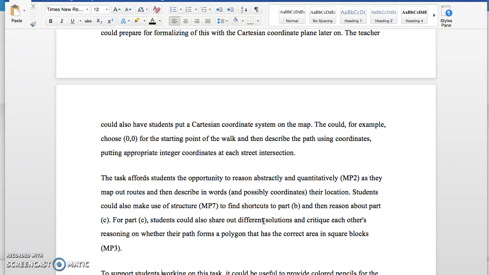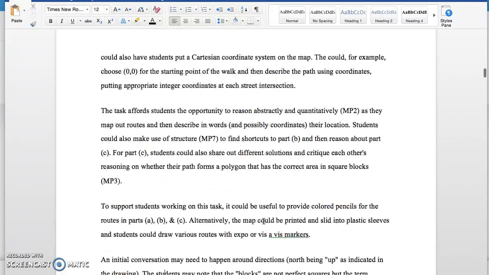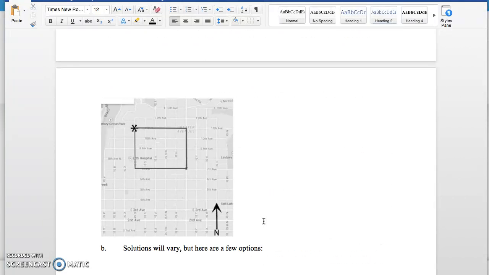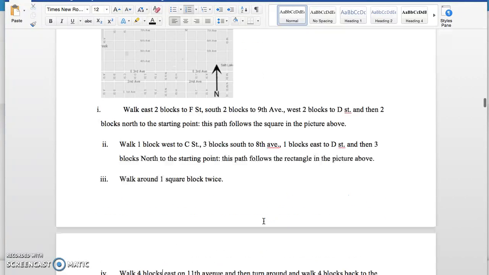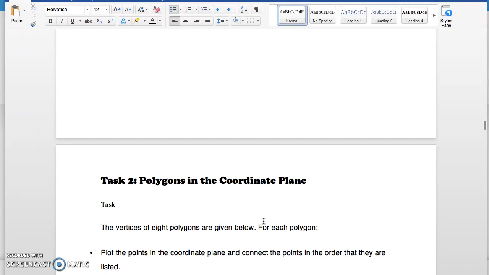So you have a common ground starting point, or, to kind of make it easier for your group of students. This task affords the students the opportunity to reason abstractly and quantitatively as they map out routes and then describe in words their location. Students could also use structure to find shortcuts and then share different solutions and critique each other. I feel like this could also be a good idea for a project for them to create their own map and make up the questions, and pass it to different kids in their class and have them answer it. So these are the solutions. This is where you would walk for each option. So there is that task.